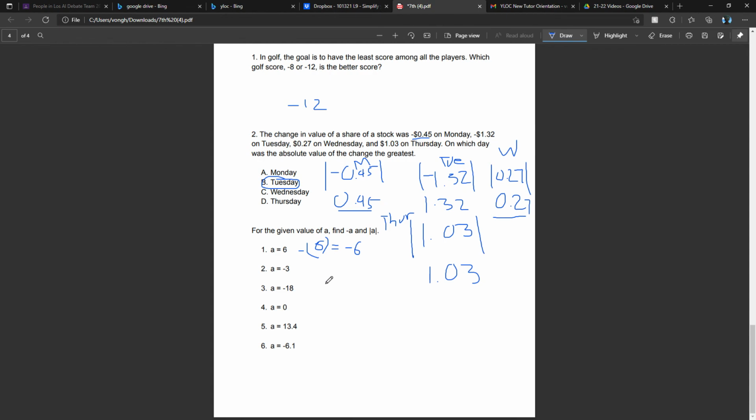And then the absolute value of 6, which is like this, since it's already a positive, you just write it out. So yeah, that's how you do it.